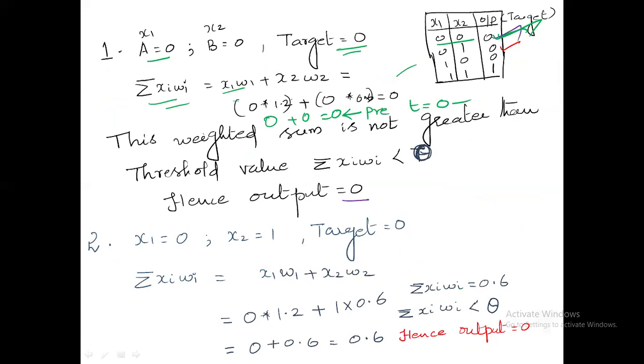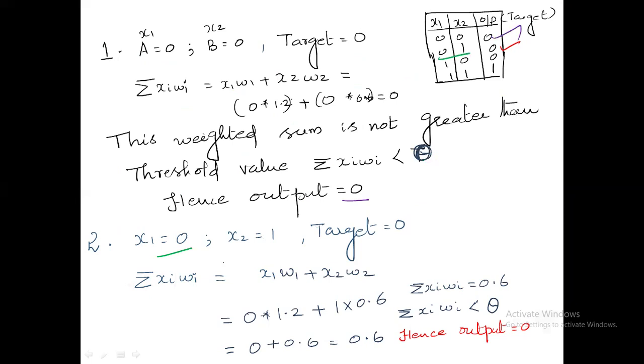The sum is not greater than the threshold value. What is the threshold value? 1. Not greater than, so the output is 0. So first case we are achieving it. What is the second pattern? We have to apply the second pattern. What is the second pattern? 0 and 1.